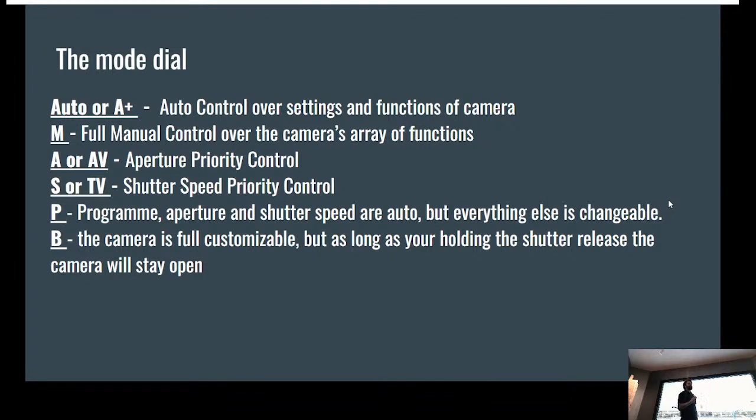A or AV stands for aperture priority control. Again, some camera brands will do it a little bit differently. It's A or AV. Aperture controls the iris of the camera. So when you look at the camera itself, there's this kind of universal symbol for mechanical shutters where you'll see a hole and then basically it gets bigger or smaller.